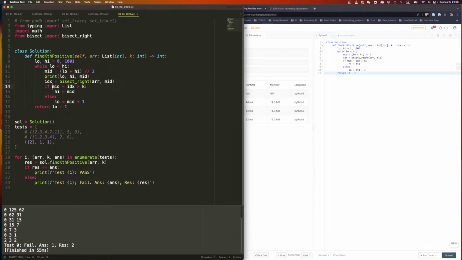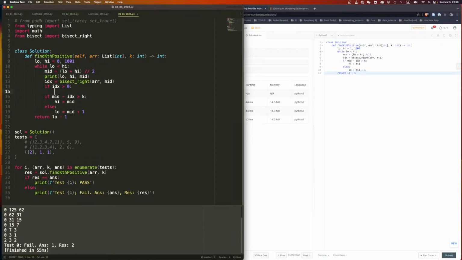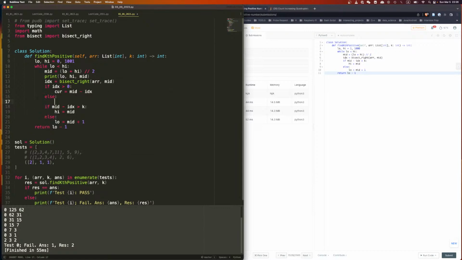We shall find a value, a current kth. So we say if index is larger than 0, current shall be mid minus index. Else, if index is equal to 0, then current shall equal mid. Then we say current.